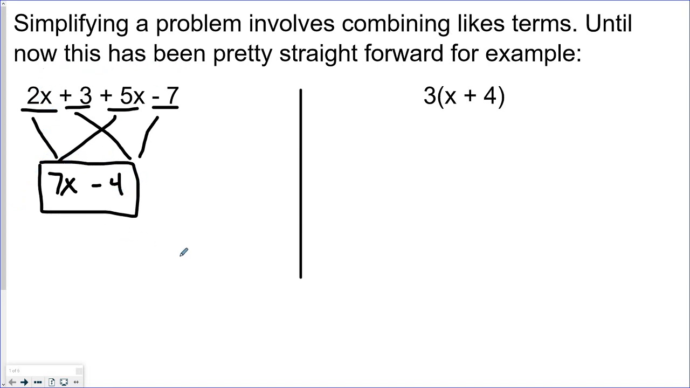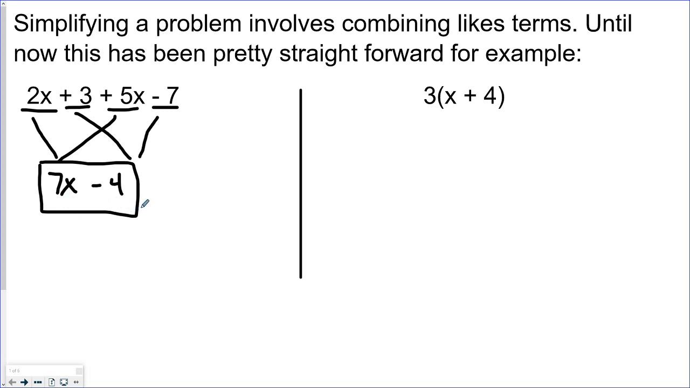Again, if you don't remember, terms are the stuff in between the plus and minus signs. So I have 4 things between the plus and minus signs here. So 2x, 3, 5x, 7. Here I only have 2. So this is simplified because there's less going on. It's still the exact same expression.